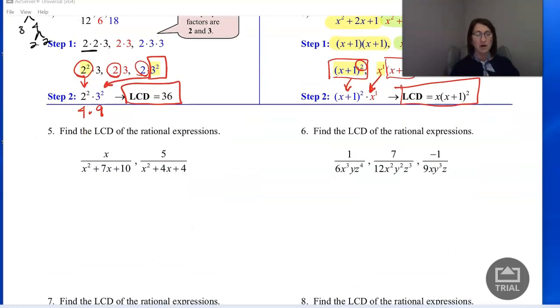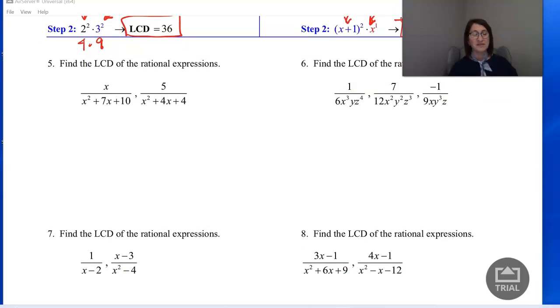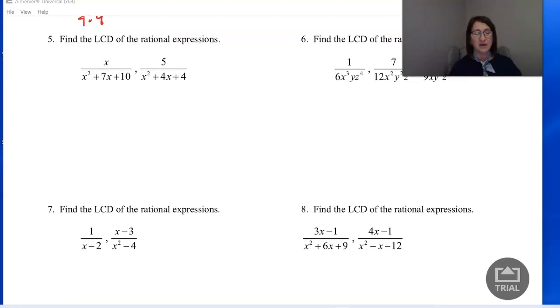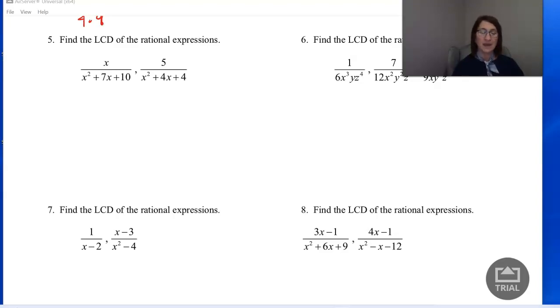So all we're going to do right now with these next 4 problems is work on finding a least common denominator. That's a skill that we must be very good at. So first thing we want to do, factor the denominators. So let's go ahead and do that with this first problem 5. I know that to get 10, I can do 2 times 5, and that also adds to 7. So this is going to be x plus 2, x plus 5.